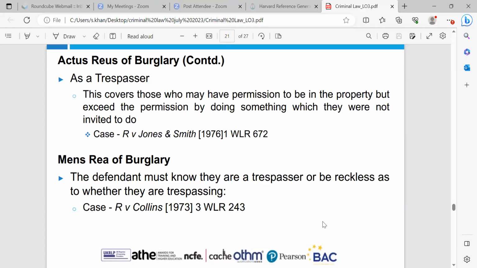Mens rea of burglary. The defendant must know they are a trespasser or be reckless as to whether they are trespassing, as we mentioned in the case of Aaron Collins earlier.